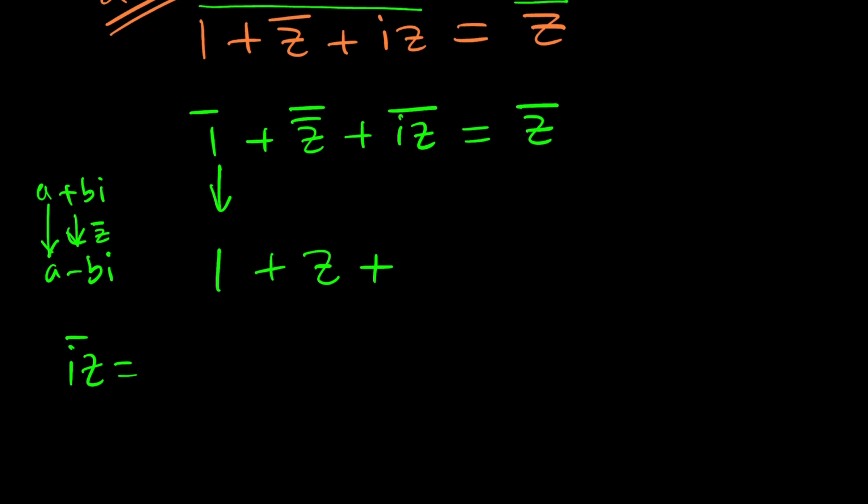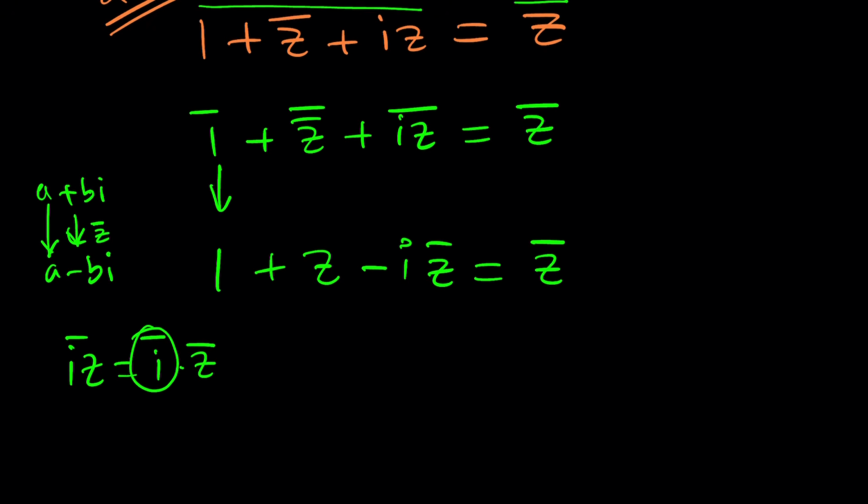So this can be written as the conjugate of i times the conjugate of z, but you've got to remember the conjugate of i is negative i because it's an imaginary number, no real part, so it's just going to become minus i times z bar, and that's equal to z bar. How do we use that information? There's a couple ways to go about it.